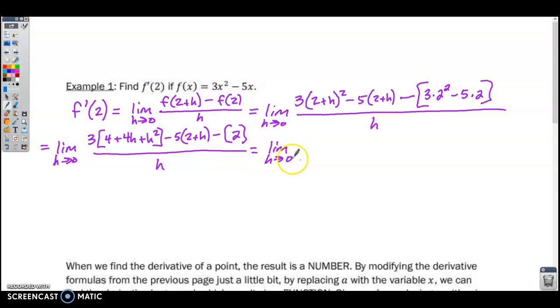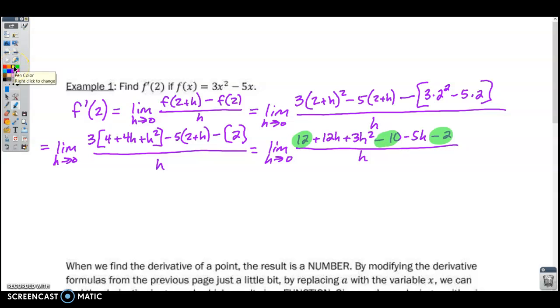And now we'll get rid of all of the parentheses here and expand things out. We've got 12 plus 12h plus 3h squared minus 10 minus 5h minus 2, all over h. Now we're looking at things that combine here, and this is a very important thing for us to have happen when we're taking these derivatives using the limit of a difference quotient. Notice all the numbers, when we combine those together, combine together for 0 to equal 0.